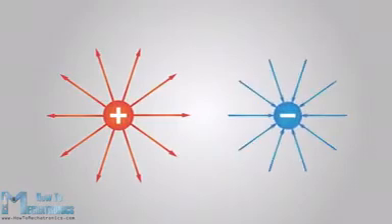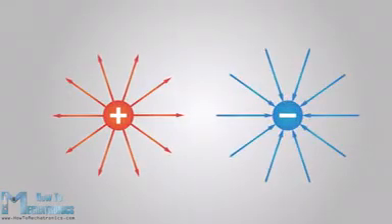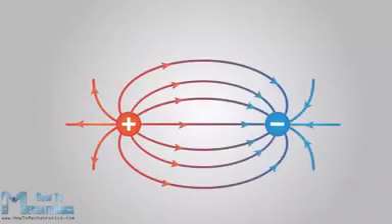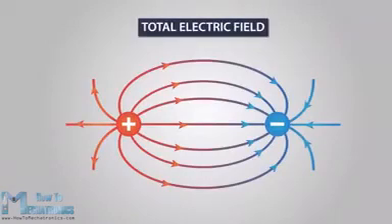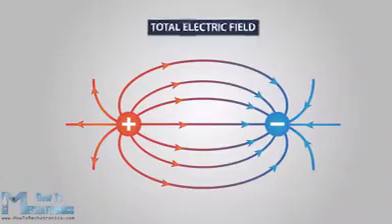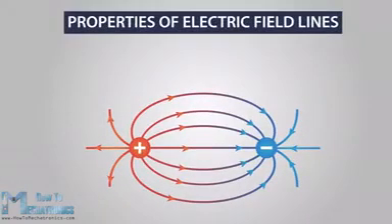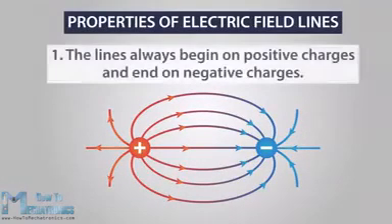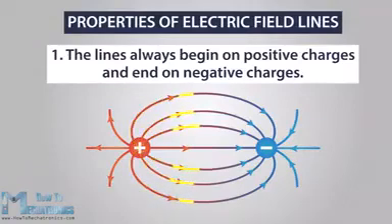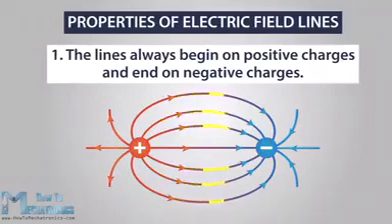Let's take a look at the field between two charges of similar magnitude but opposite sign. They form an electric dipole. Now, let's connect their electric fields and create a total electric field. If we pay attention to this total electric field, it will reveal 4 important properties of electric field lines. The lines always begin on positive charges and end on negative charges. In our example, the lines start at the positively charged object and move toward the negatively charged one.